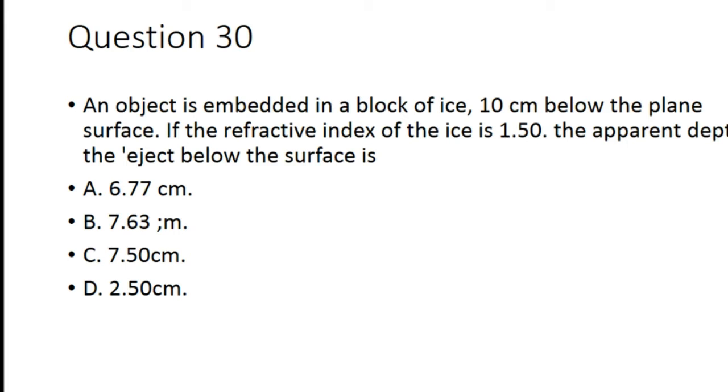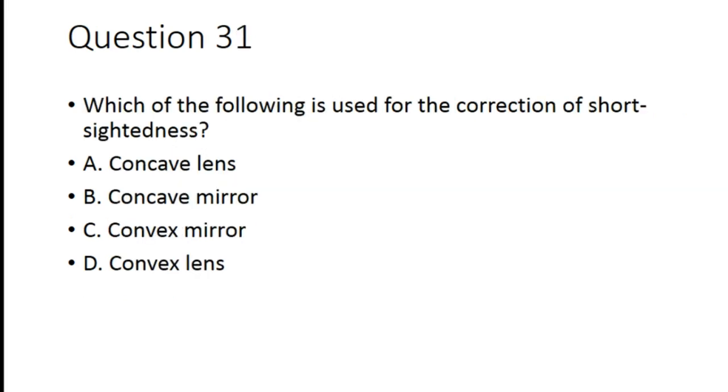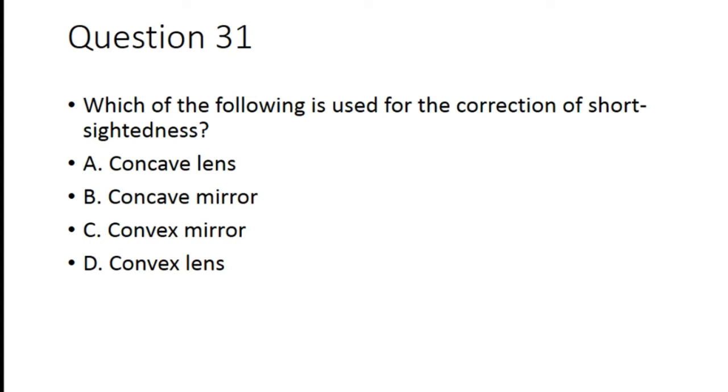Question 31. Which of the following is used for the correction of short-sightedness? A. Concave lens. B. Concave mirror. C. Convex mirror. D. Convex lens. The correct option is option A. We use a concave lens. We use a lens for correcting short-sightedness. We use lens, not mirror. So what we have here is concave lens.